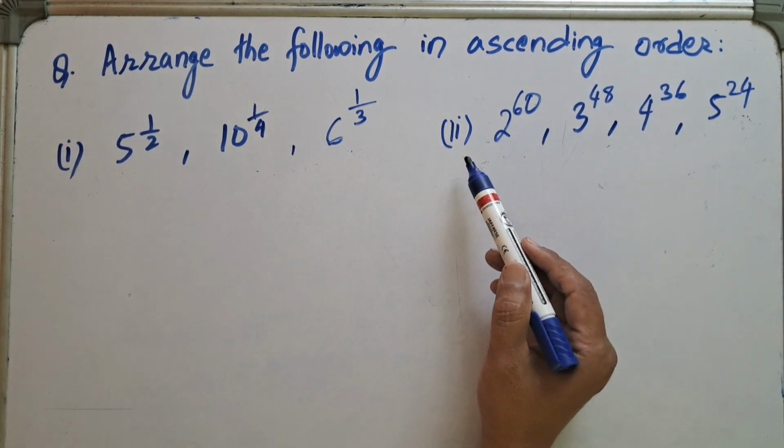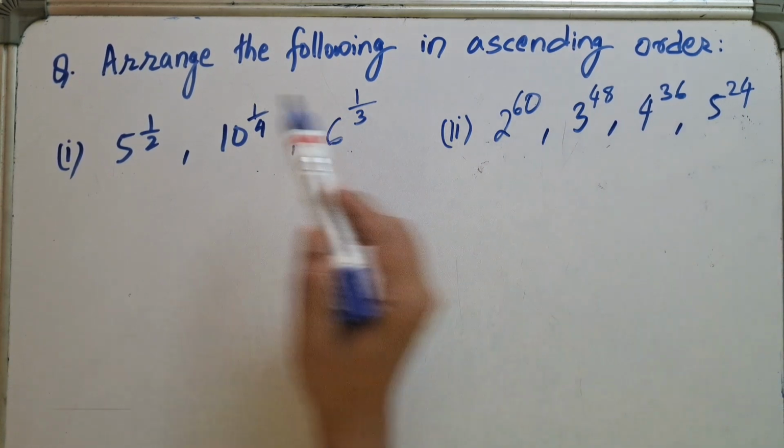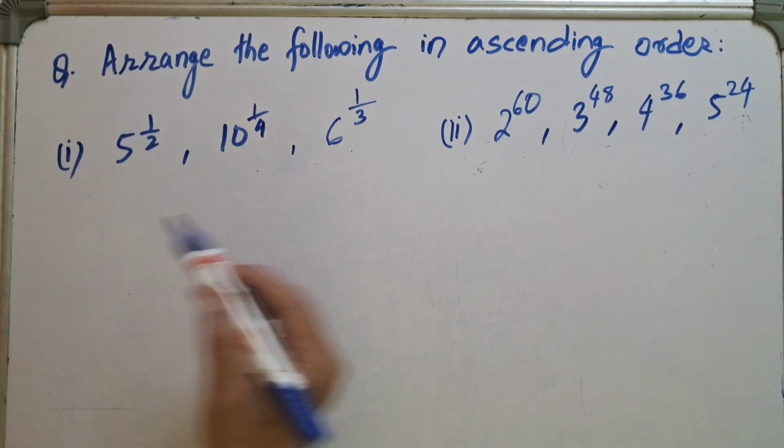Similarly, we have question number 2 as well. So we are asked to arrange these numbers in ascending order. Arrange the following in ascending order. So let us proceed with question number 1. After that we will do question number 2.